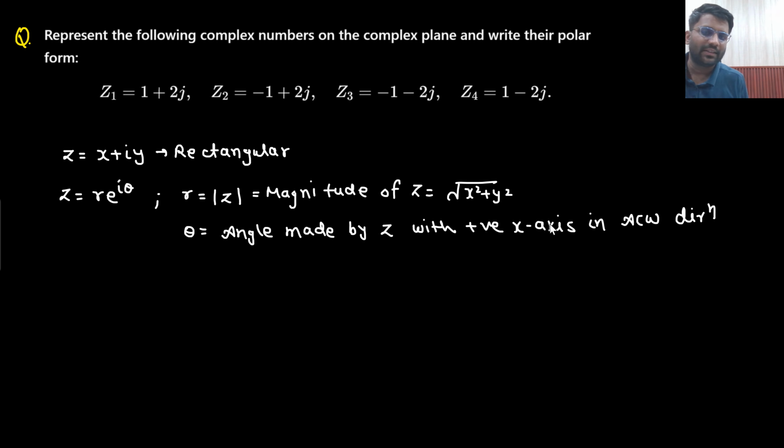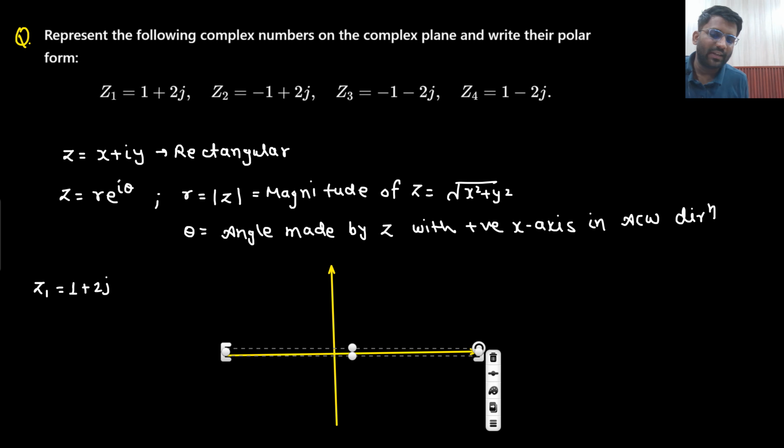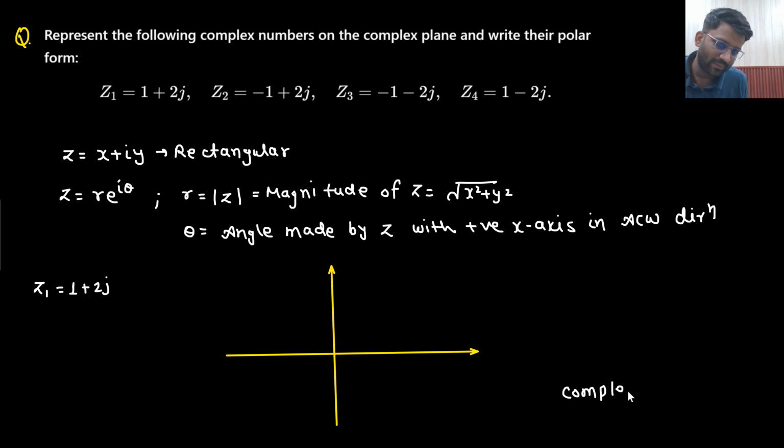So we need to represent these numbers in the polar form, and also we need to represent them on the complex plane. Okay, so let's get started. First I am talking about z1, which is 1 plus 2 iota. You try representing it on the xy plane. What is the name of this xy plane? The name of this xy plane is complex plane. Different names are there. You can call it the xy plane, you can call it the z plane, and there is another name, which is the argand plane. That name also you can use.